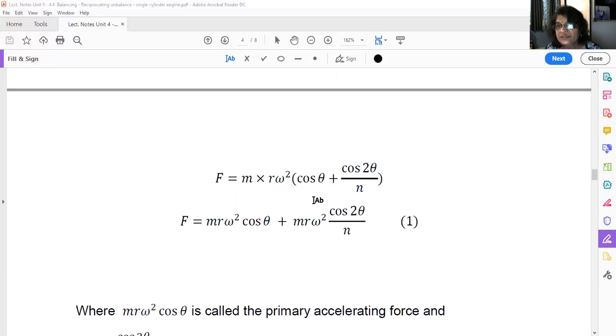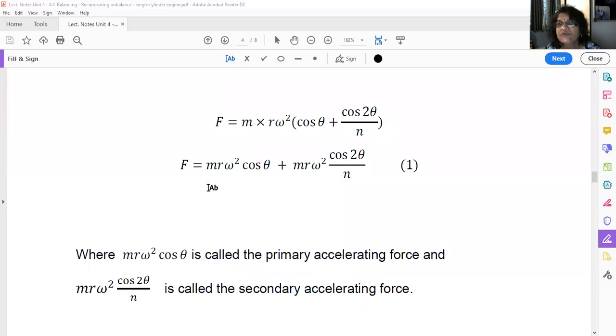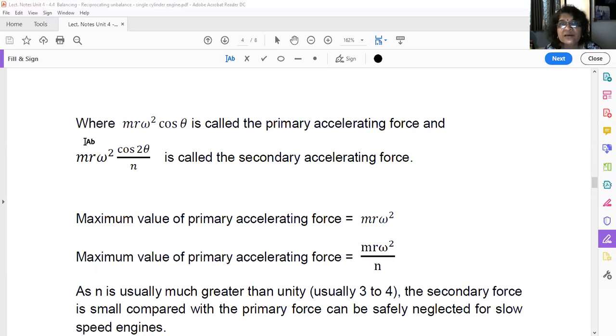If we open this bracket, we get two terms. F is equal to m r omega square cos theta plus m r omega square cos 2 theta upon n. Out of these two terms, the first term, m r omega square cos theta, is called the primary force, the primary inertia force or primary accelerating force. The second term, m r omega square cos 2 theta upon n, is known as the secondary accelerating force or secondary unbalanced force. These are the two forces we are going to study in detail.